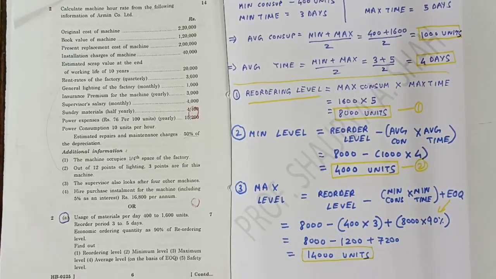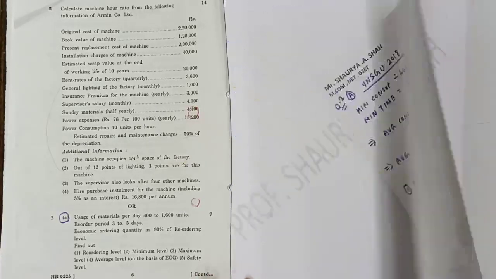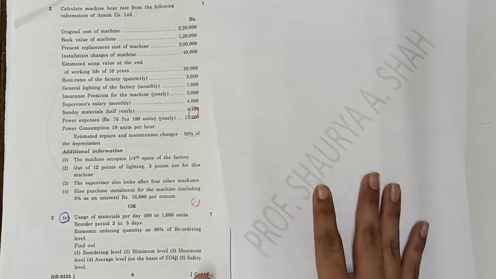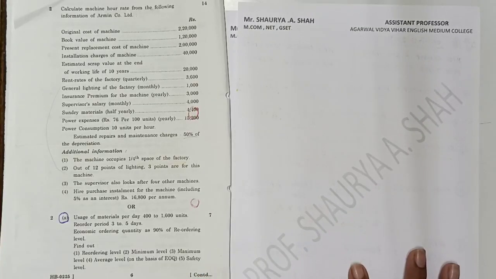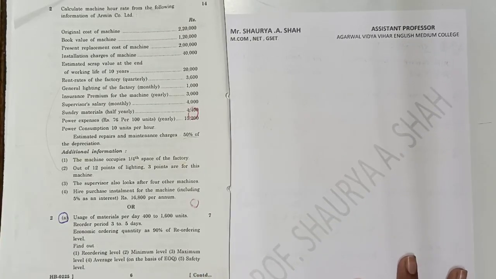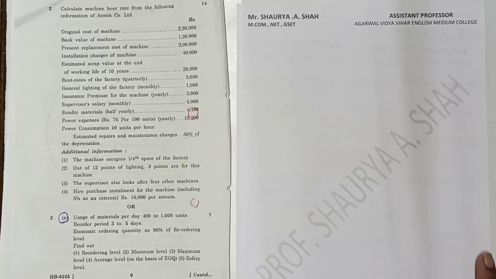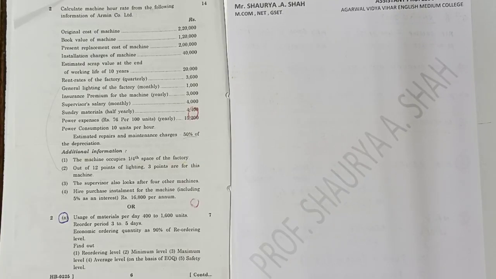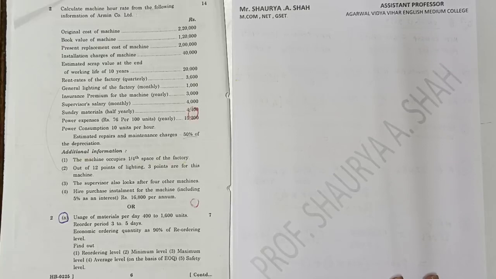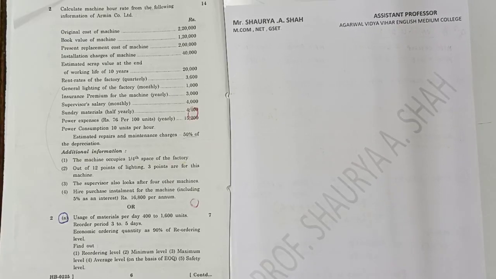Fine. We have found out the three things till now: reordering level, minimum level, and maximum level. I suppose it is clear to each and every student. Moving on to the next part of the sum, that is average level, right? So we're finding out average level. What is average level generally, right? But here in this sum, average level is to be calculated on the basis of EOQ, students, right?